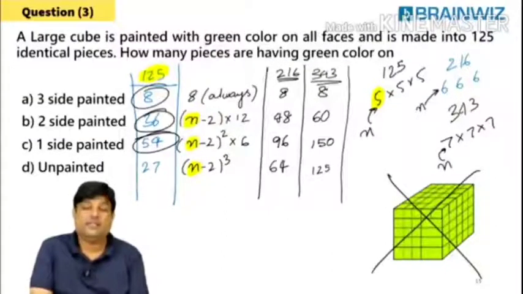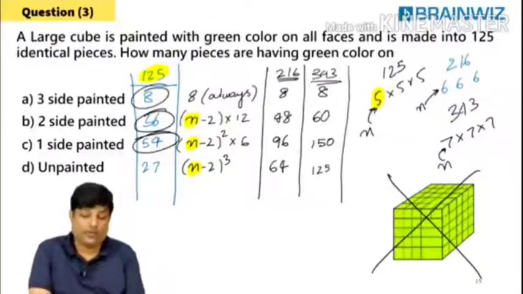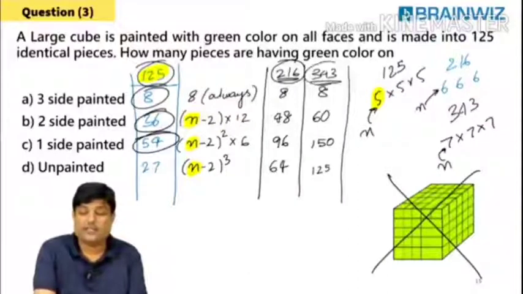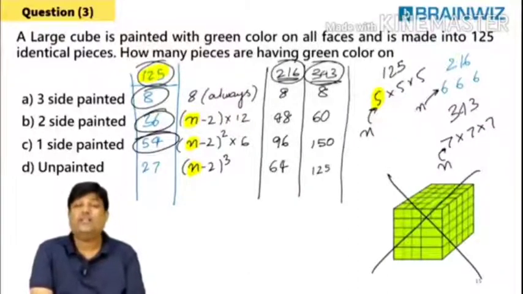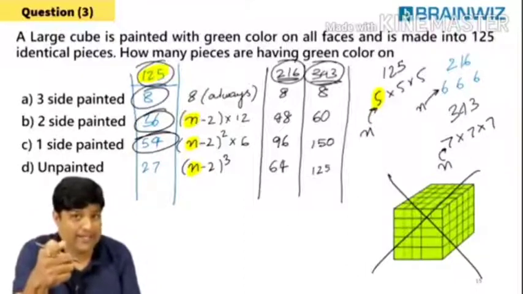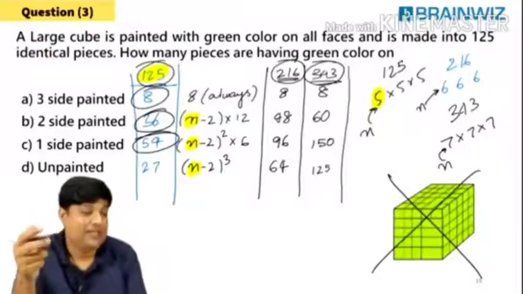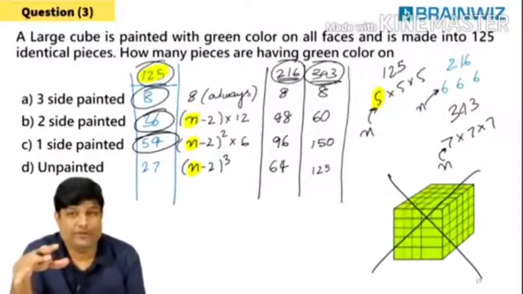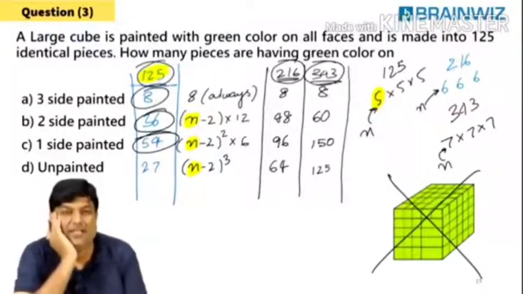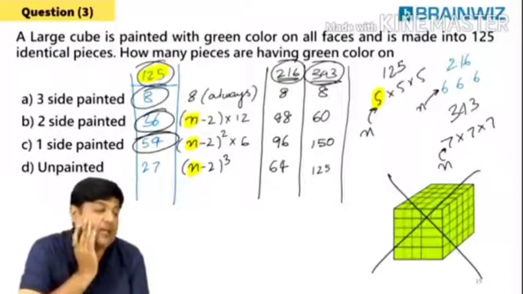Are you understanding, students? Yes. There might be some students who might ask me the doubt. Sir, 125 you're answering, 216 you're answering, 343 you're answering. What if he's not giving a perfect cube to you? तब क्या करोगे? Are you understanding, everybody? Yes. Try to listen to this, everybody.